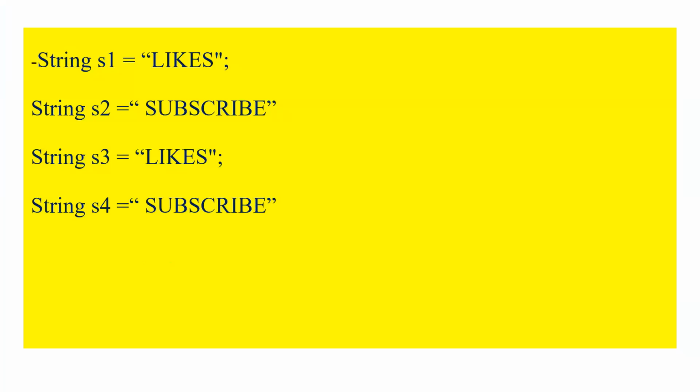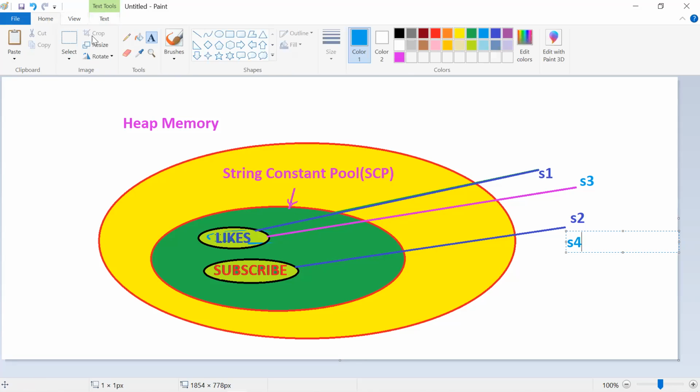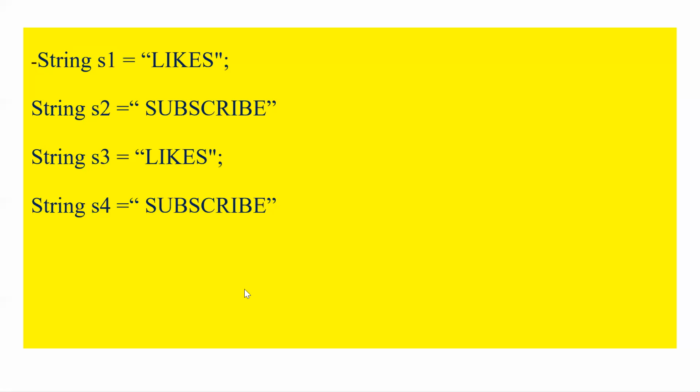Let's see more. String s4 = "subscribe". Is "subscribe" present in the string constant pool? Yes, that object is present. So a new reference will be created, not a new object. String s4 will be given a reference to that object. A new object won't be created, as "subscribe" is already present in the string constant pool.